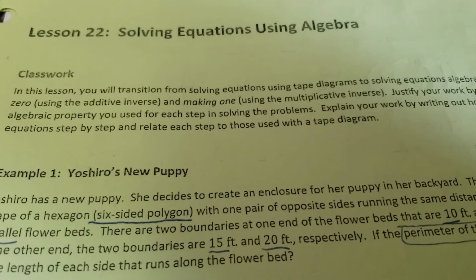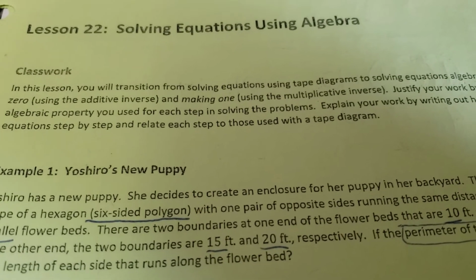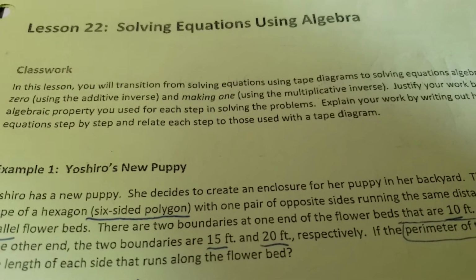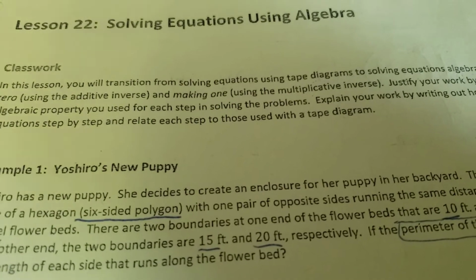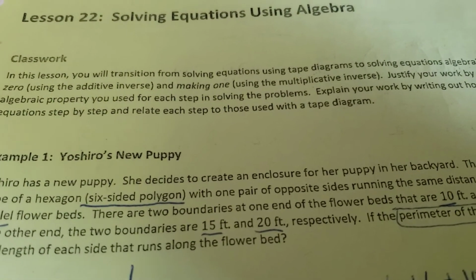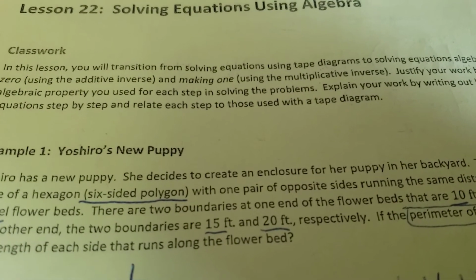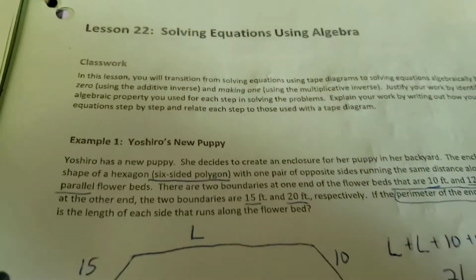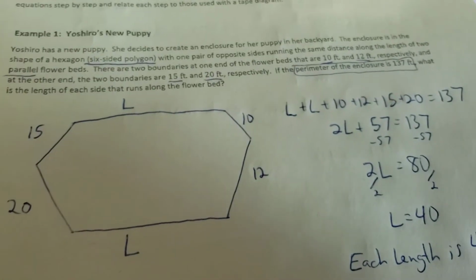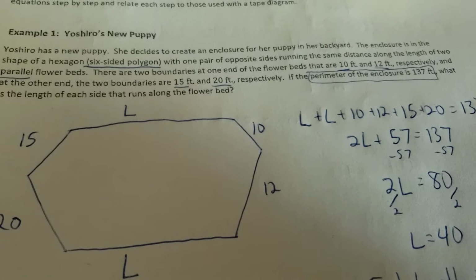So one of the things we focus on as we solve equations is working with opposite or inverse operations as we try to get rid of things in the equation to get it ready to solve. And of course, we have to make sure we are following a process on these multi-step equations. All right, example 1, Yoshiro's new puppy.